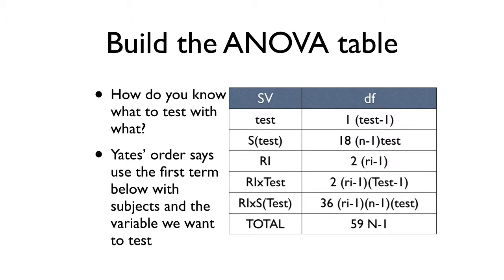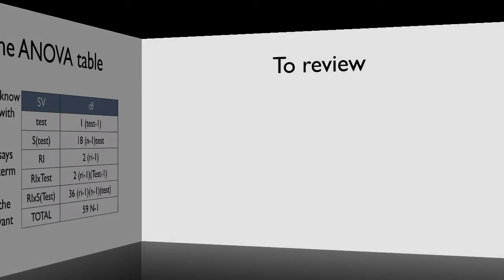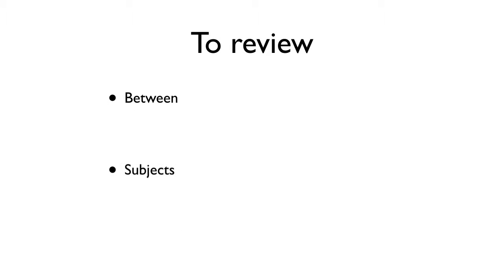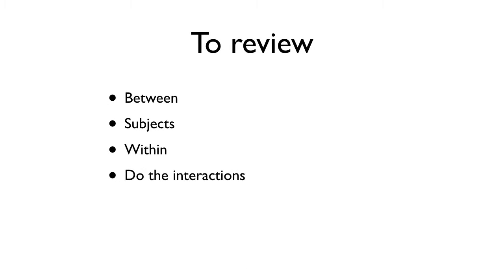Okay. Questions about that? Between subjects, within. That's one of those things you start saying to yourself when you go to sleep at night, and then you'll remember it forever. So, between subjects, within. That's the thing. And then you do the interactions of each thing as you go. And that's going to get you all the terms, and you're not going to make any mistakes.